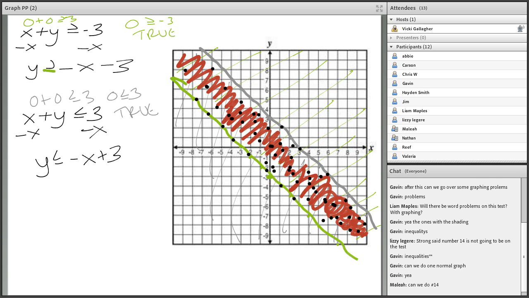I can do number 14 if you want. Again, I don't think there's going to be one that intense on your test tomorrow. I would not focus on number 14. But if you want to, we can definitely go over number 14. But if there's something else that you're also struggling with and you want to work on that, we can do that instead.